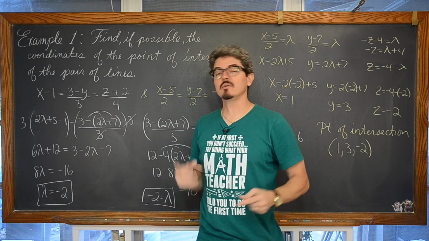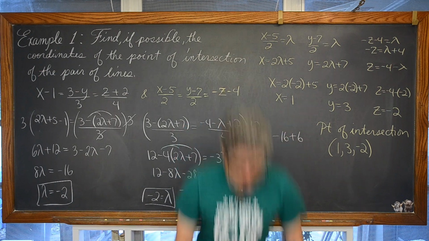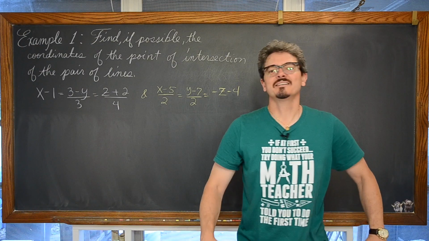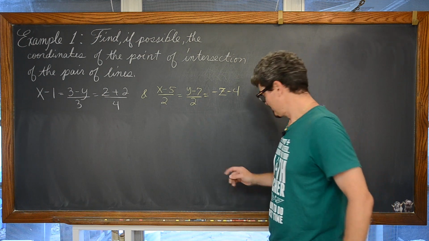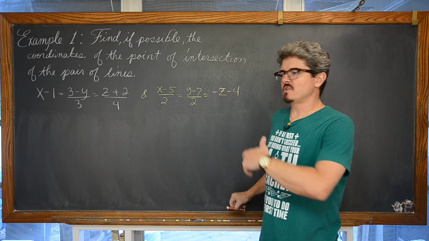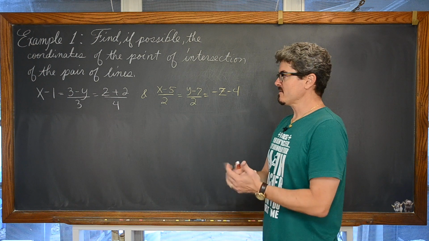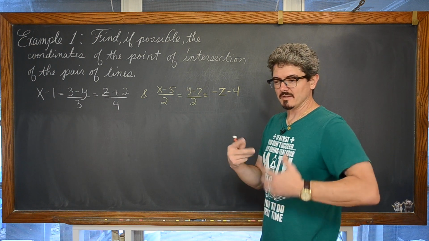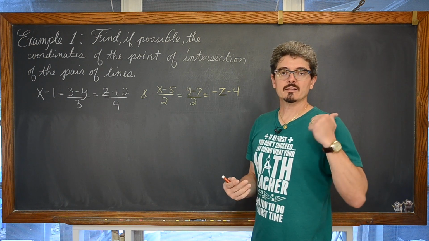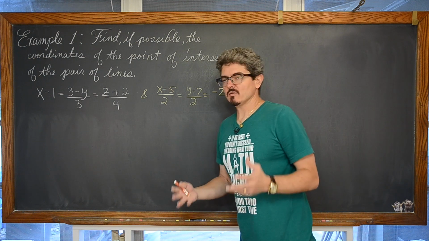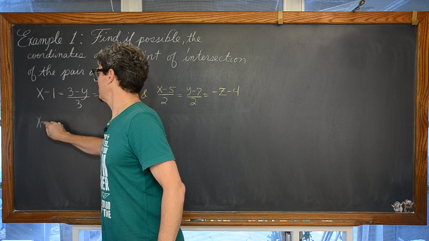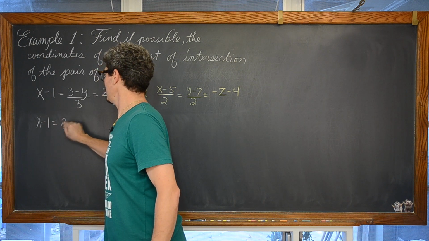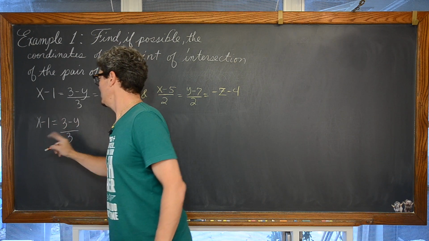Now let's look at this problem another way. Same equations, same problem, different method. If you don't want to go into parametric form, another way of doing this is going through a linear combination process that you did all the way back in Algebra 1. Again, you can't look at all three parts at the same time, but you can write, well, x minus 1 is equal to 3 minus y over 3.